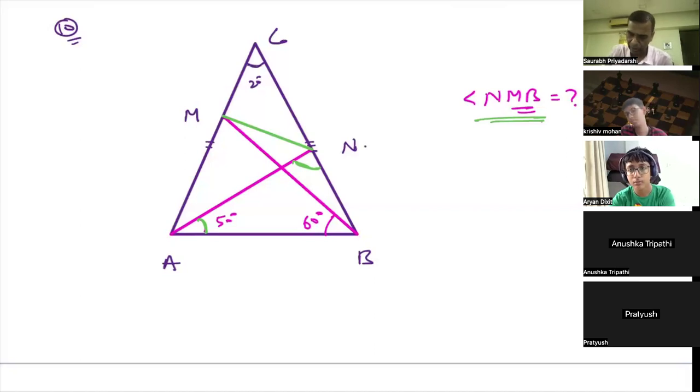See, this is given as 20 degrees. That means the other two angles will be 80 each, since it is isosceles. So this is again 50 degrees. Is this okay, everyone? Yes.